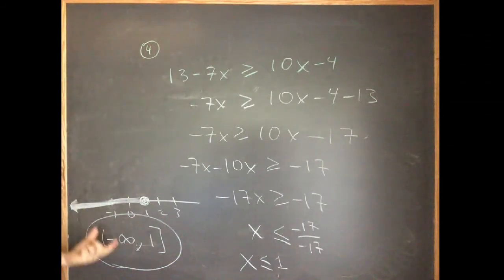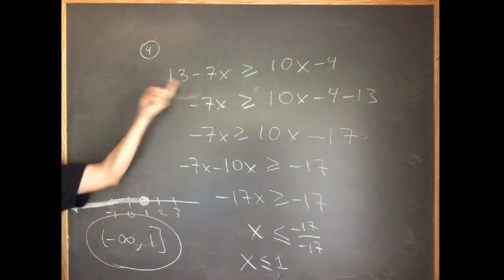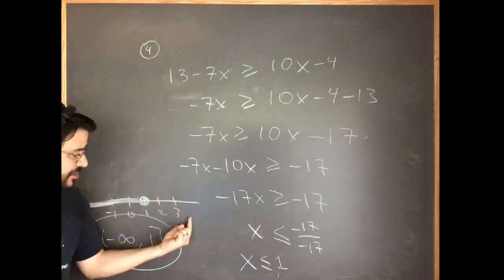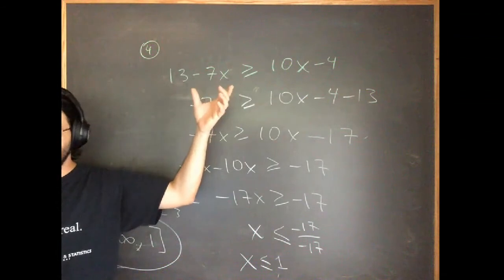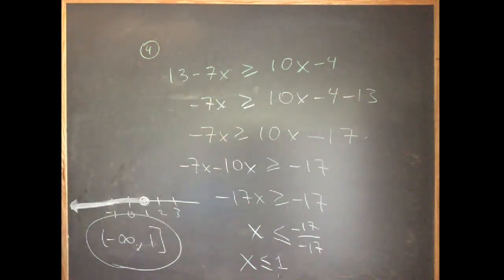And again, what we're saying here is that anything in this collection, you pick anything over here and plug it in, you get something that's true. Anything on the other side of this, you get something that's false. So it's telling us exactly the solution set of the inequality. And there are infinitely many solutions in this case. That's why we have to use interval notation. Okay. So that's a good example.